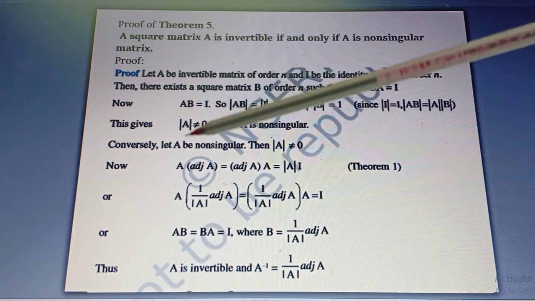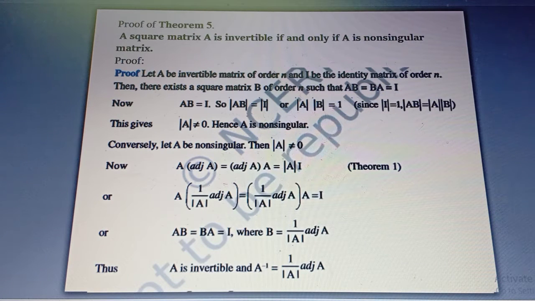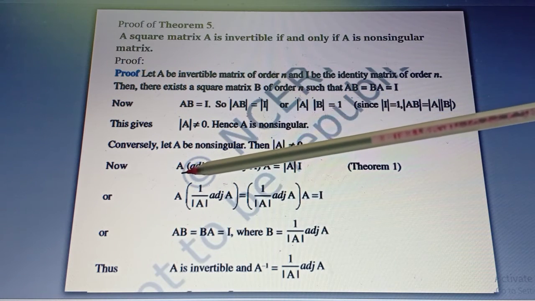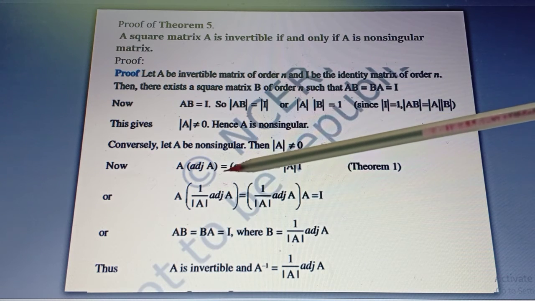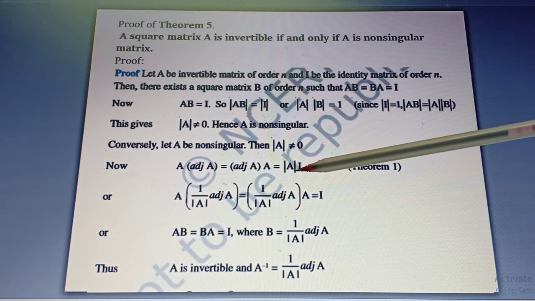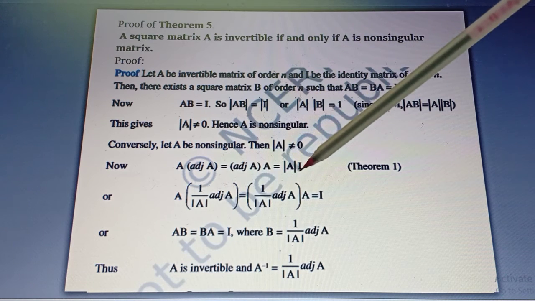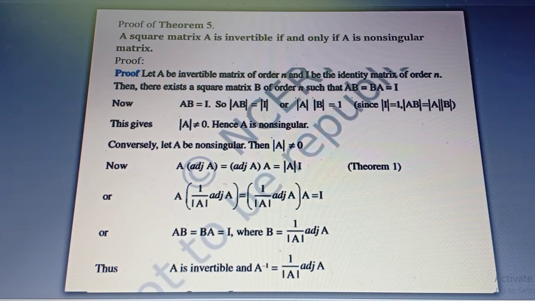Conversely, let us take that A is non-singular and determinant of A is not equal to 0. Then we can write A into adjoint of A equals adjoint of A into A equals determinant of A into I. This is one theorem we have already proved before.